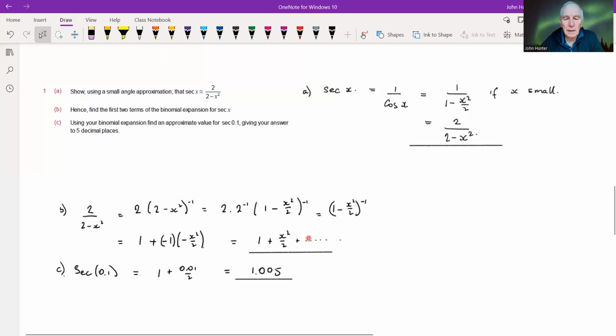And if x is small, then the higher powers of x are going to be less and less significant. That's why we're only interested in this level of approximation. But we can actually use this now in order to approximate secant of 0.1 radians, because we just substitute 0.1 in there, or 0.1 squared is 0.01. So we evaluate that to 1.005. So that would be our approximation for the secant. Again, I should be using the approximately equal signs in here somewhere, but not to worry.